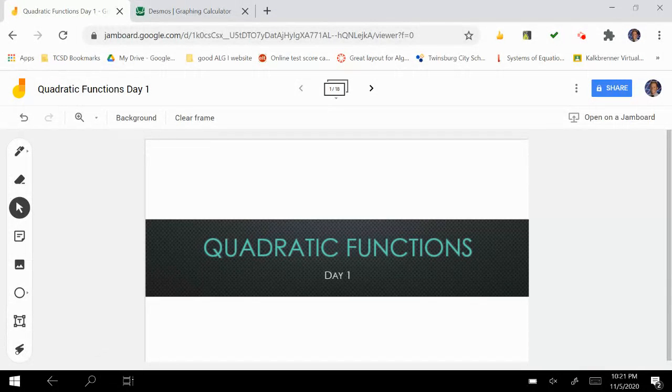All right, this is our last real function that we're going to talk about. So far we talked about linear functions, exponential functions, and now today, quadratic functions. So we've already talked a little bit about this, so hopefully a little bit of this will be a review.